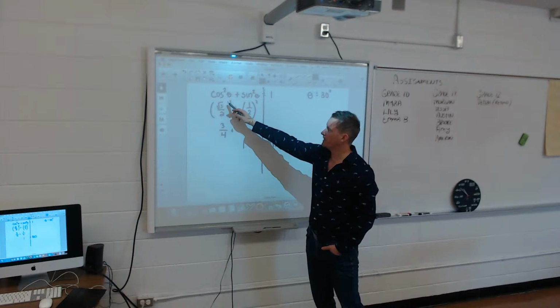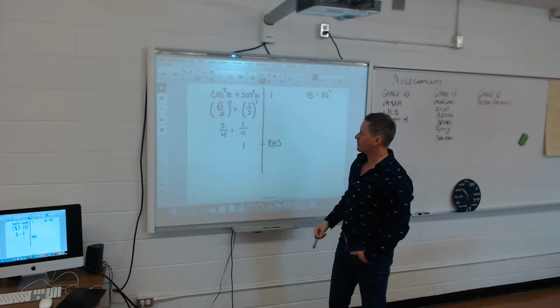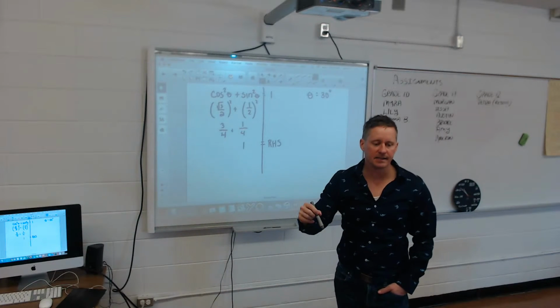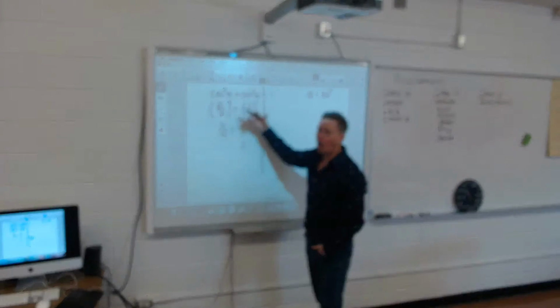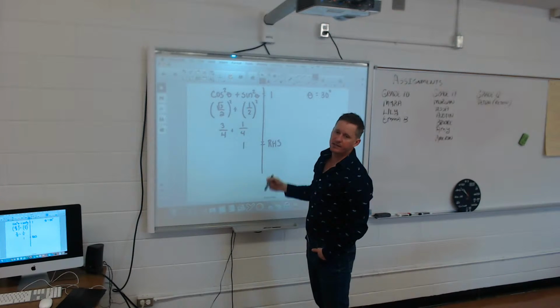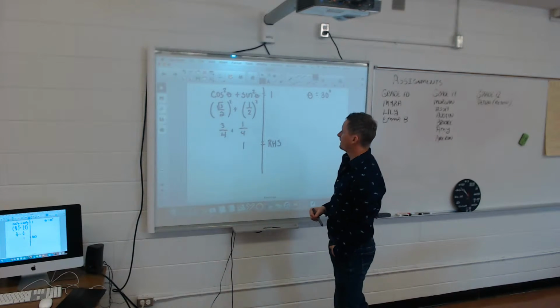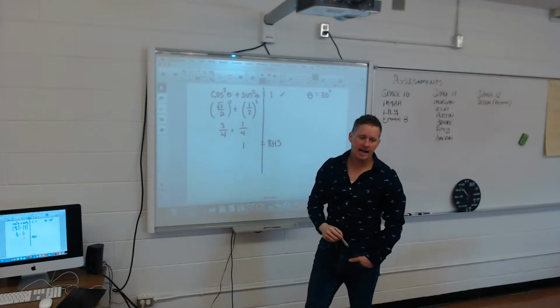Cos of 30 degrees is root 3 over 2 squared plus 1/2 squared. 3/4 plus 1/4 equals 1. Now, it doesn't matter which angle I pick on the unit circle. It's always going to work out so that cos squared plus sine squared is equal to 1. All right? This is what we call a Pythagorean identity.